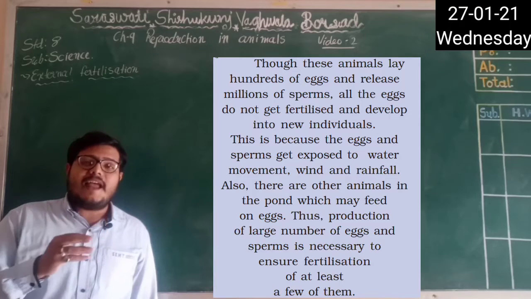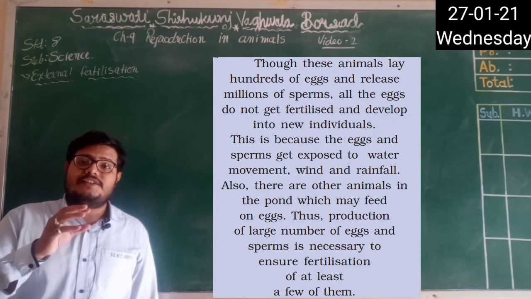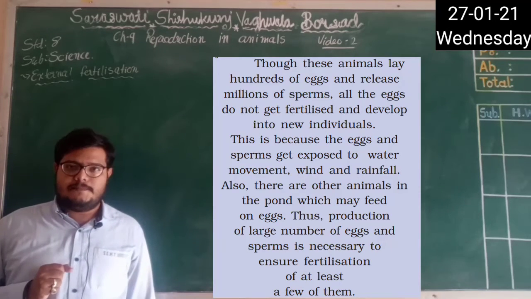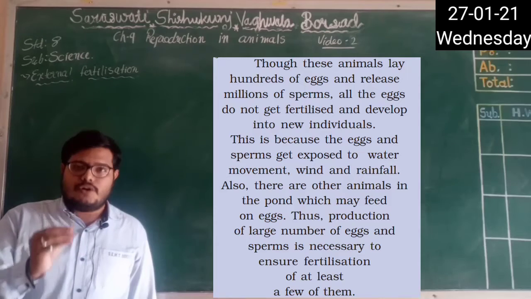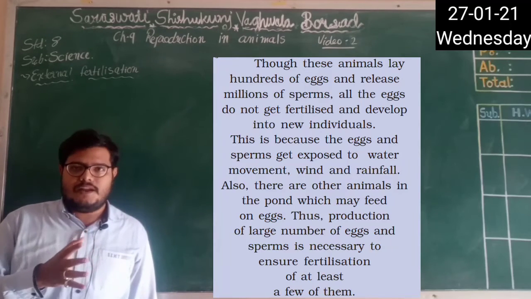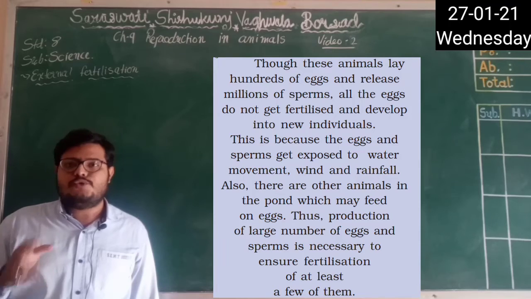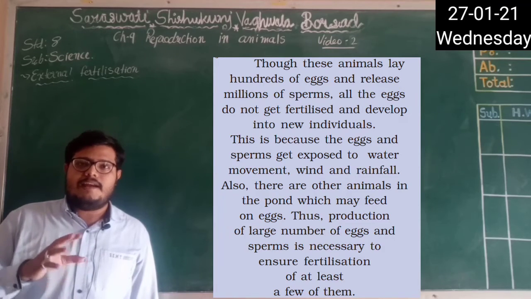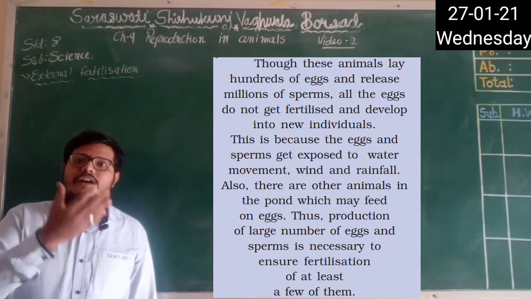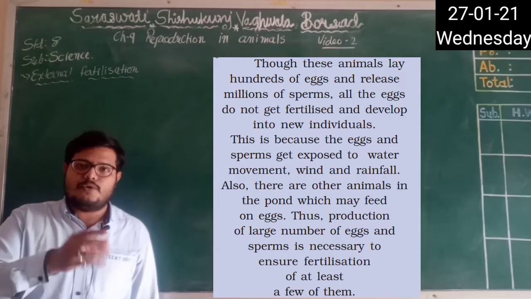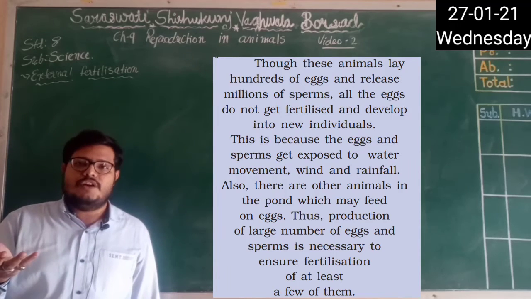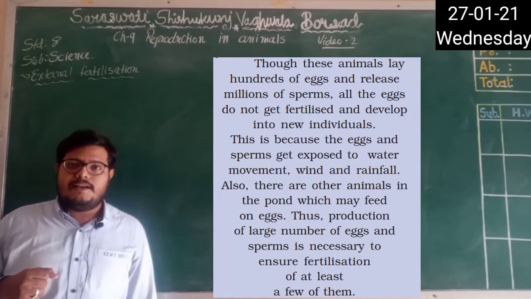And many animals living inside the water feed on this kind of small eggs. So to ensure that from those hundreds of eggs, a few will individually develop into new young ones, to make sure of that. So this is in nature, that from hundreds, only a few will become a new young one of that particular animal.